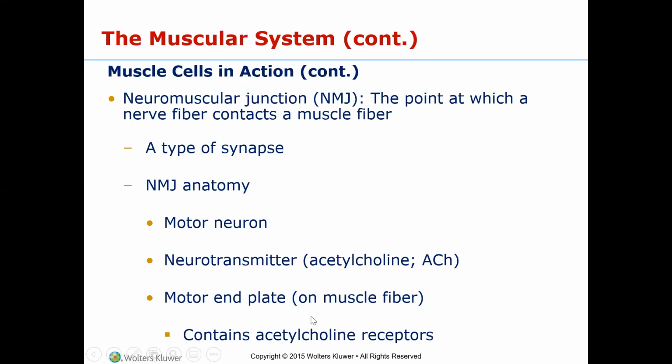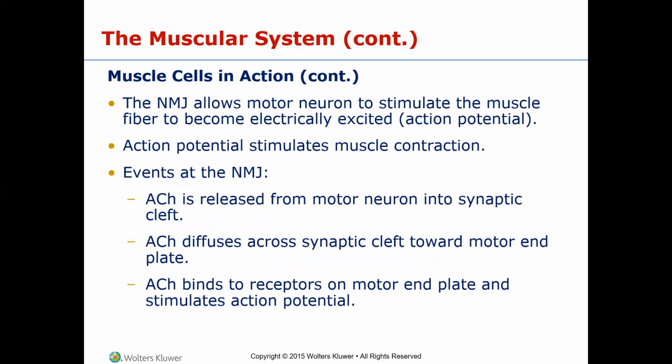And so that motor end plate, which is on the muscle side, has some receptors for that acetylcholine chemical to make the stimulus occur and for the muscle to begin contracting. So these are all of the events that occur here, and it causes an action potential which makes the muscle contract. So let's look at this in terms of a diagram, which will make more sense.